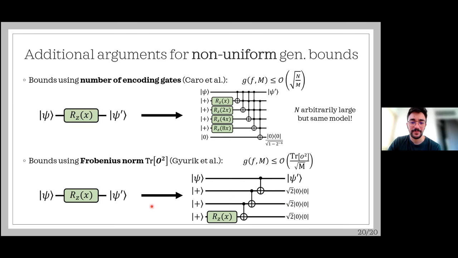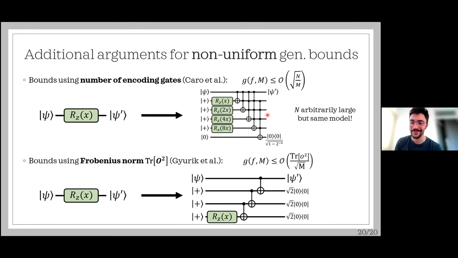And similar ideas all the time. The funny thing is that here the number of encoding gates doesn't change in this mapping, and in this mapping the Frobenius norm also, I think, does it change? Actually, it changes.